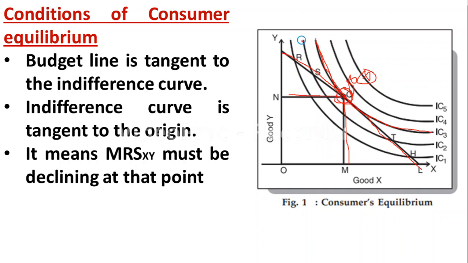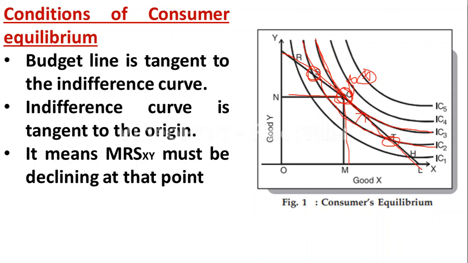And if you go through the another curve, that is IC2, there are two combinations here. One is here IC is crossing the budget line at point S and also at point T. Why he will not choose these two combinations? Because consumer always wants to move to the higher indifference curve in order to get more level of the satisfaction at the same market price, at the same income level.